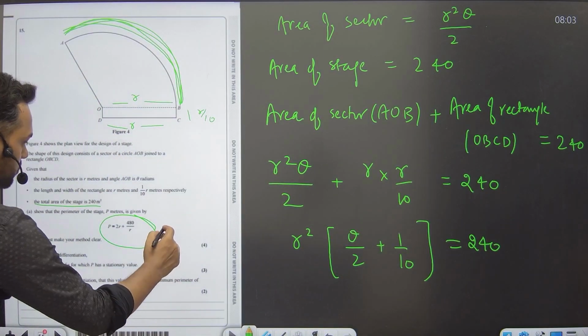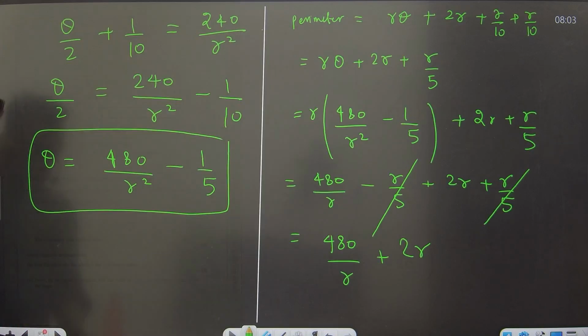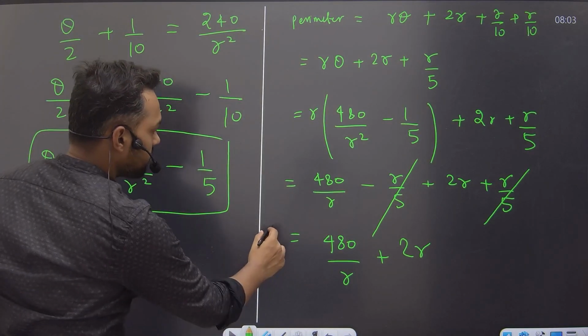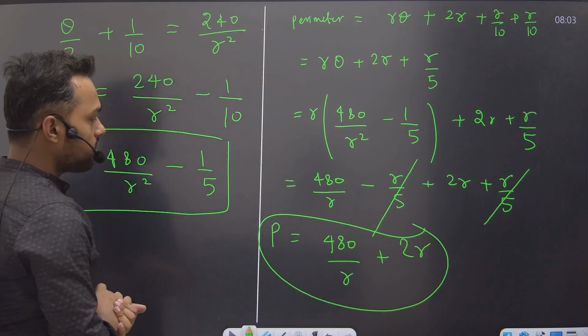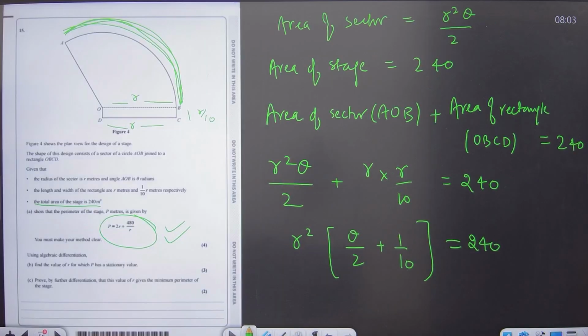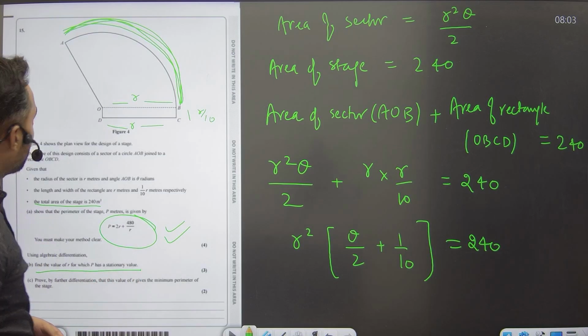They have told us to get this value, so we have already got this value, that is the perimeter. Okay, this we have got. Now in the next question, using algebraic differentiation, find the value of r for which P has a stationary value.